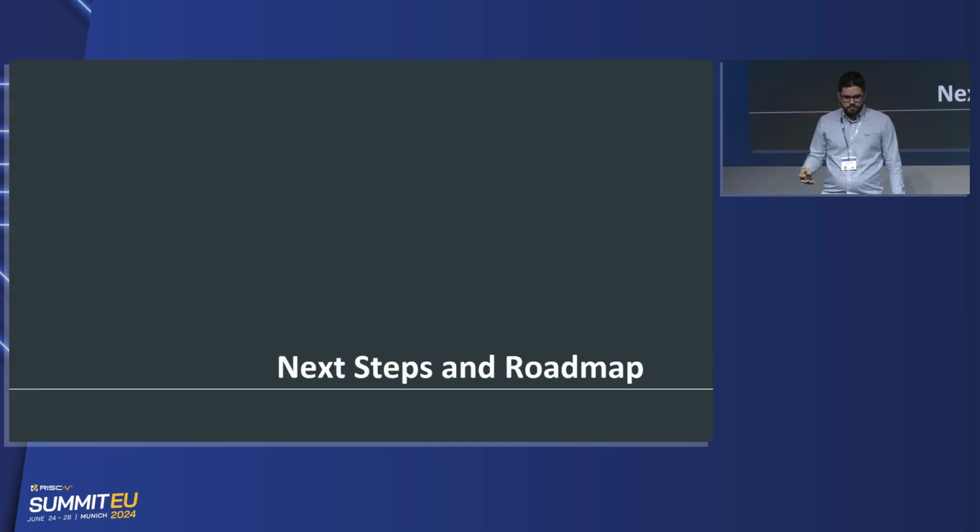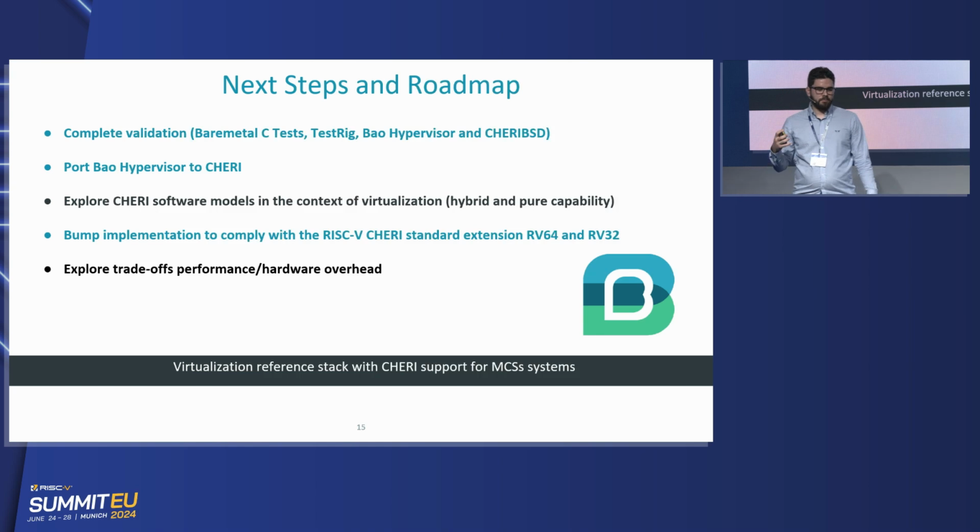So next steps and roadmap. Basically, we want to complete the validation because right now we just did some test benches, so we need to complete the validation and have a more stable design. We are also porting BAO to work with CHERI, or to be compiled with CHERI, and we also plan to explore some CHERI models in the context of virtualization, hybrid or pure capability, or without MMU. There's still a lot of work going on in this area.